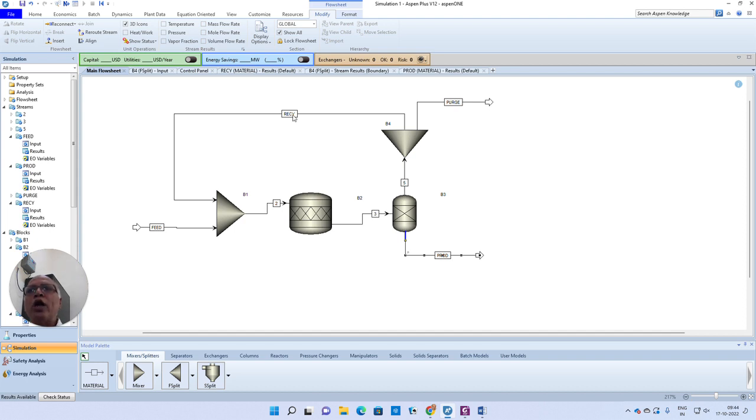But depending on what tear stream that you have considered, the computational sequence will change. If you take recycle as the tear stream, B1, B2, this is the order in which these blocks must be solved. If you start with stream 2 as the tear stream, then B2, B3, B4, B1. This is the order in which you have to solve the problem. If you start with stream 3 as the tear stream, then B3, B4, B1, B2. This is the order in which the computations have to be done.